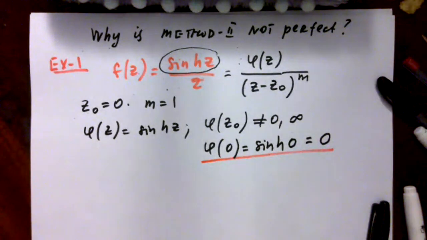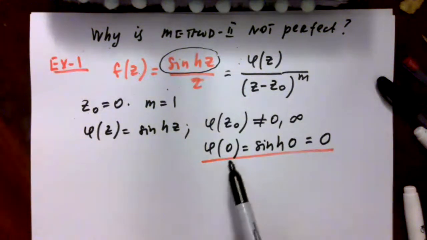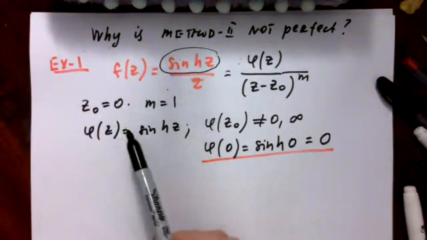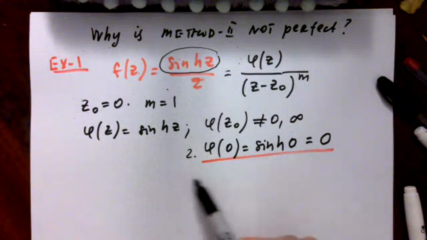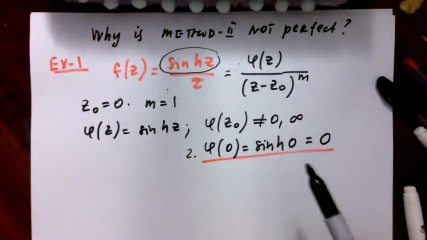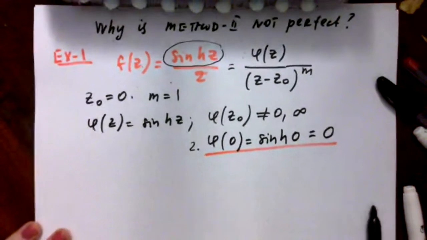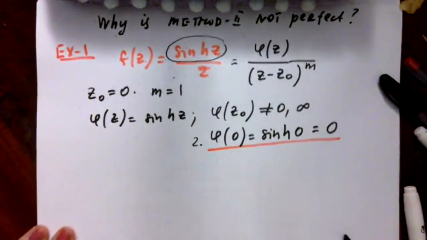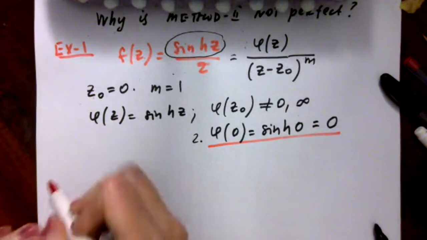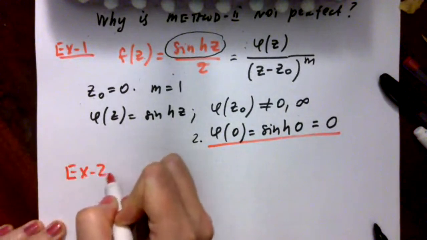Only if both requirements are met for your function, only in this case, can you apply the theorem, method 2, and conclude that z equal to 0 is the pole of order 1. But in our case, no. Requirement number 2 is broken. So you can't say anything about this singularity point. So this is one example where you can't apply method 2. So unfortunately, it's not perfect.